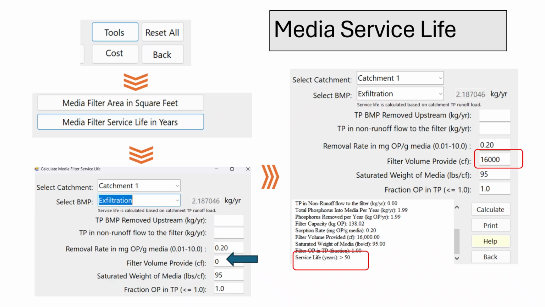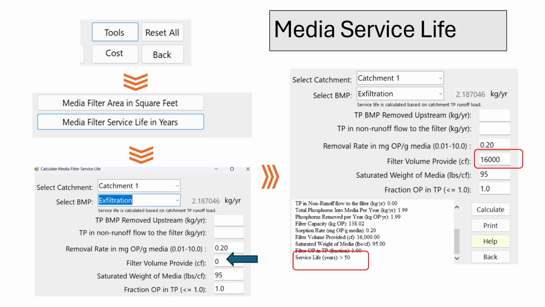A key consideration for the owner involves the service life of the media within the exfiltration vault. There's a strong desire to avoid the significant disruption and cost of having to excavate the vault just to replace the media, with a goal of achieving a service life of more than 30 years.